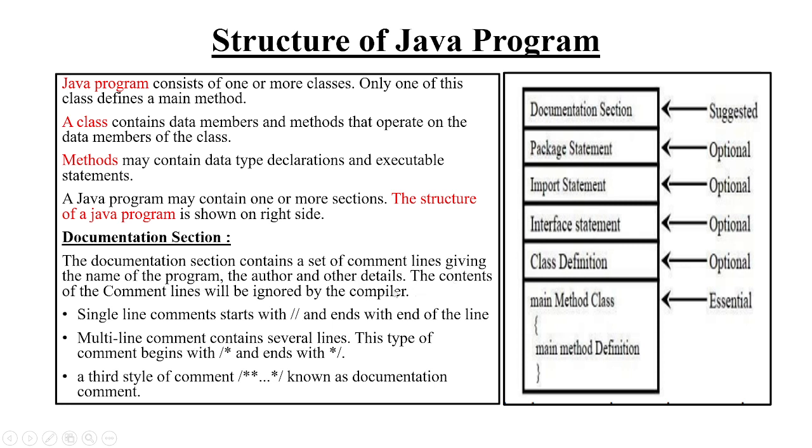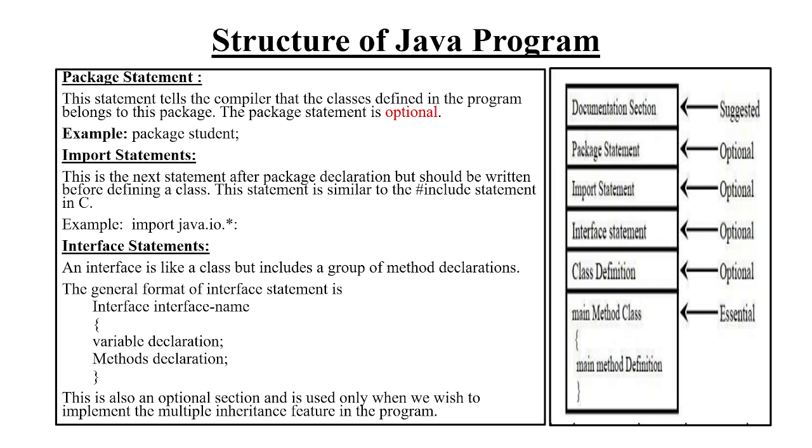And these comment lines are ignored by the compiler. That means these lines are not executed or translated by the compiler. And this is an optional section. If you want to use it, you can, or else you can just ignore it. Now moving to the package section. The second one is the package statement.